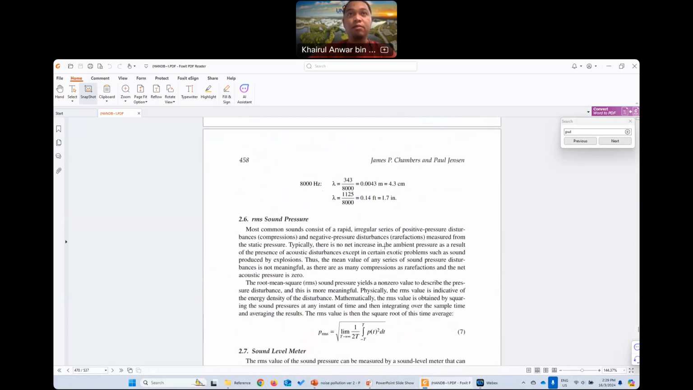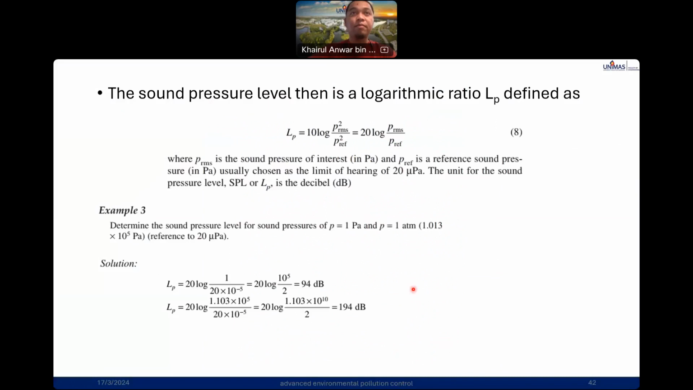This is page 458. So the sound pressure level is then a logarithmic scale, Lp, defined as Lp equal to 10 log of P RMS over the reference. In this case, the reference is 20 times 10 to the power of negative 6 Pascal, or 20 micropascal.